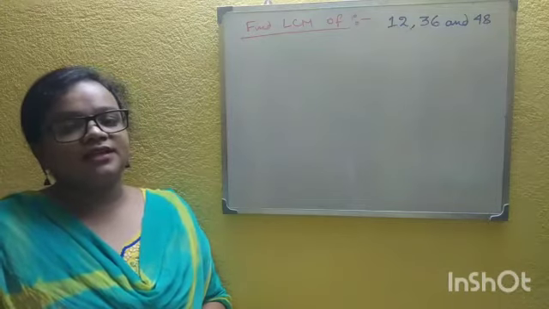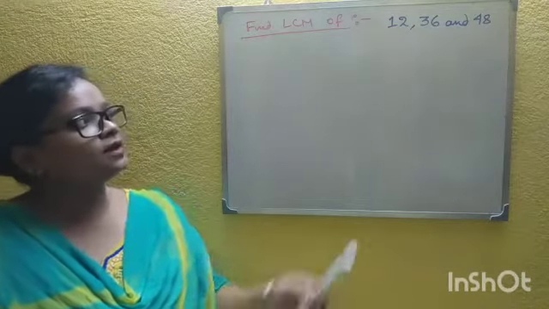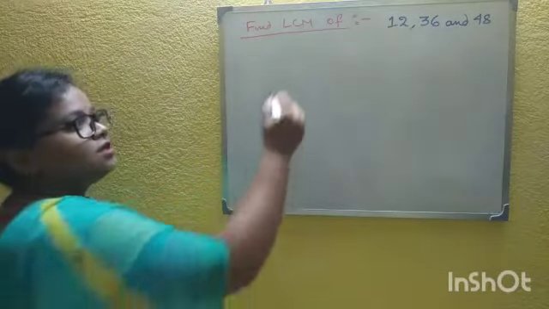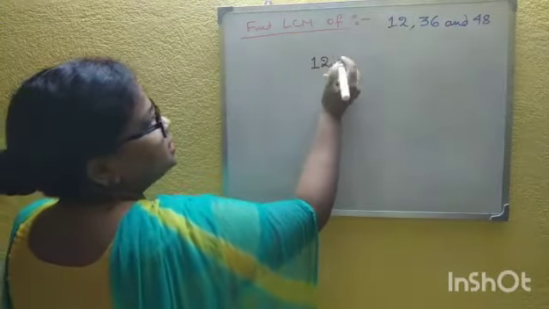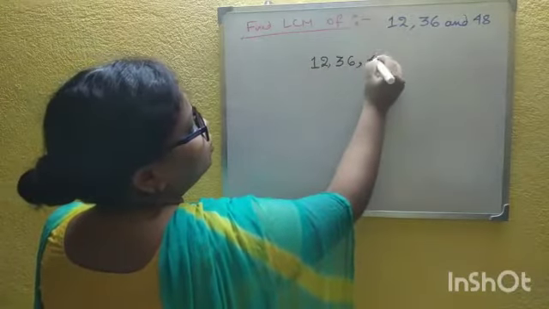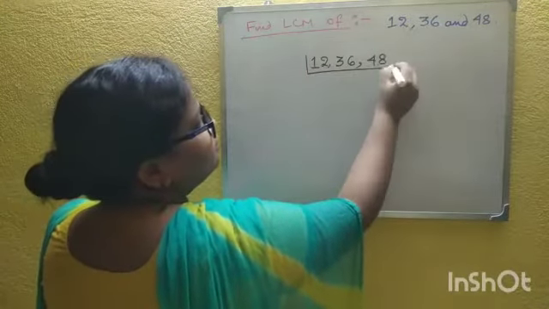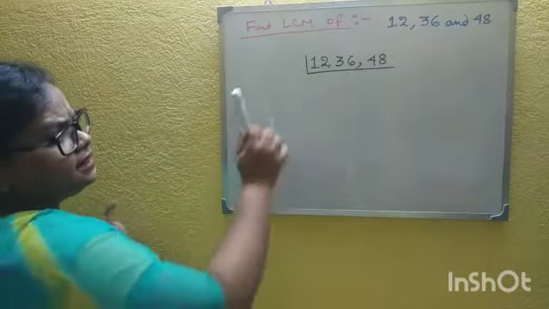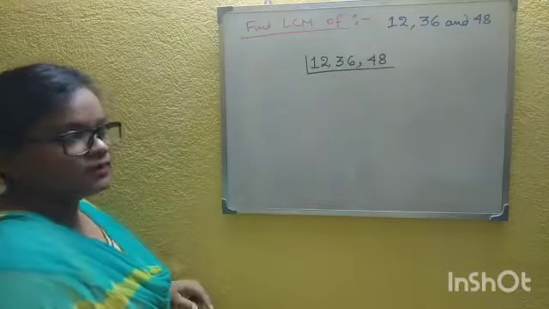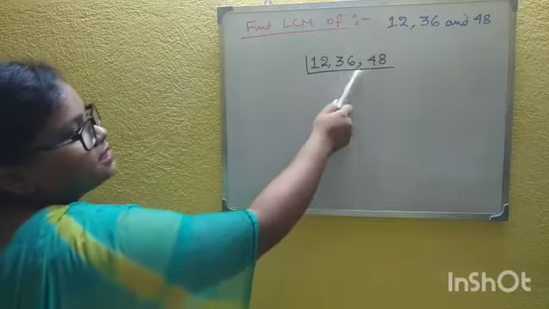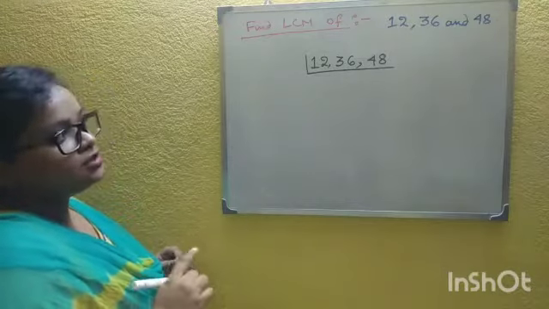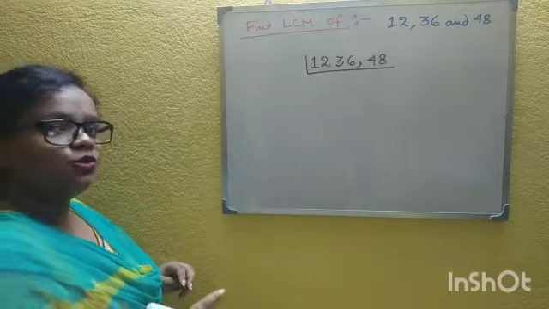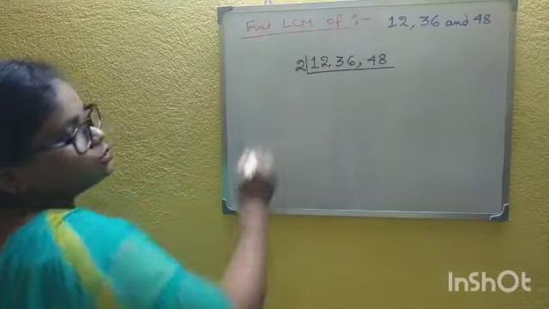Now let's find LCM of three numbers: 12, 36 and 48. Here also first we will write these three numbers in a row. Then we will take the lowest prime number that will divide at least one of the numbers. As 12, 36 and 48 are even numbers, we can divide them by 2. So we will consider 2.